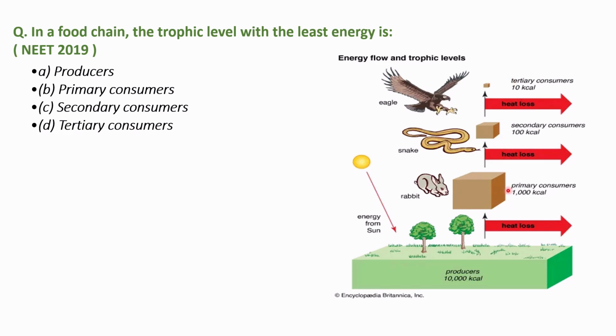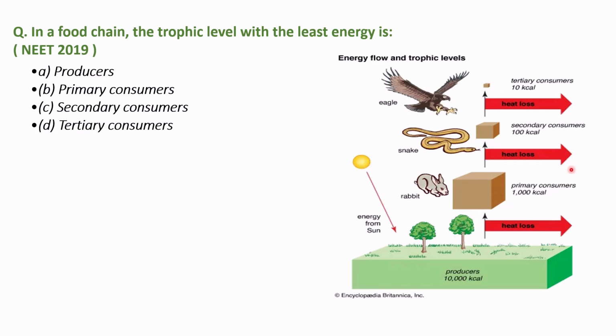Primary consumers depend on the producers, secondary consumers depend on the primary consumers, whereas tertiary consumers depend on the secondary ones. Depend means they'll eat them and they'll grow. So like this the food chain passes on. If you see the options here, they are asking in a food chain what is the trophic level with the least energy. These are all known as trophic levels. You have to say in these 4 levels which one has the least energy. Here by the image you can say that.